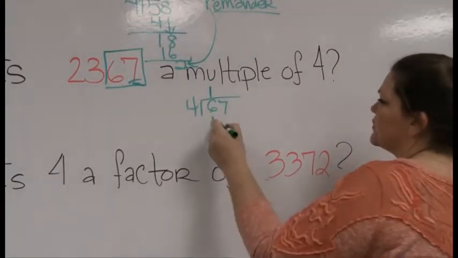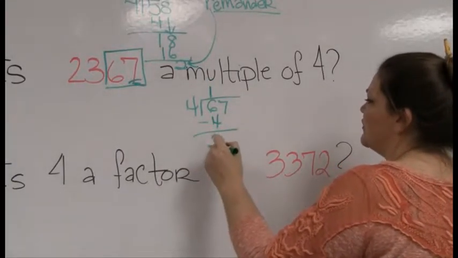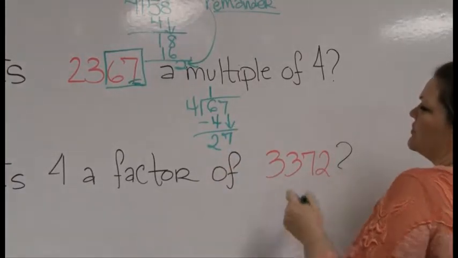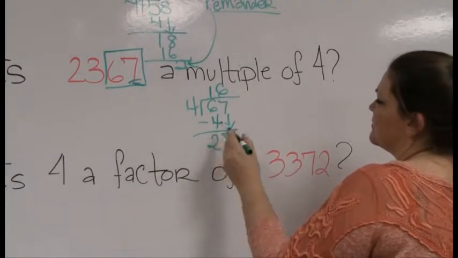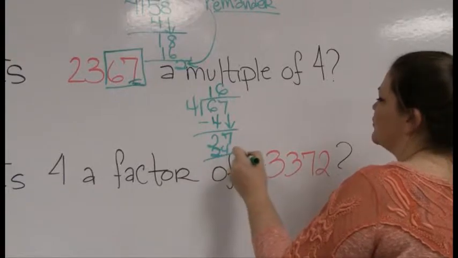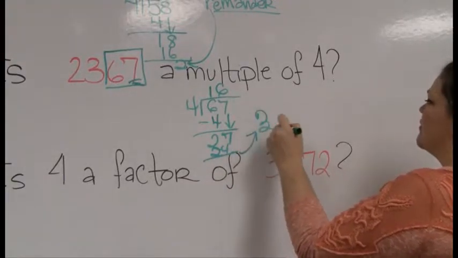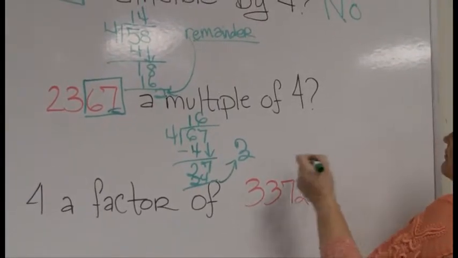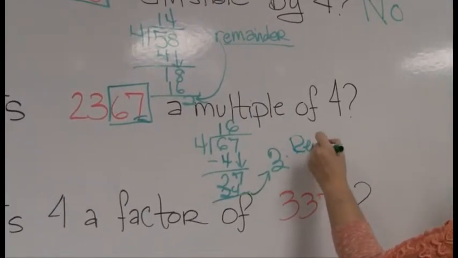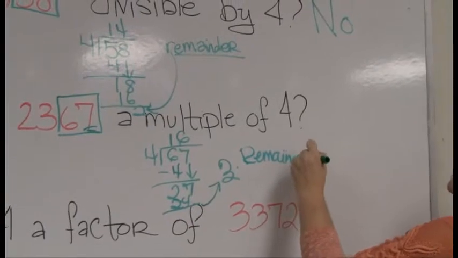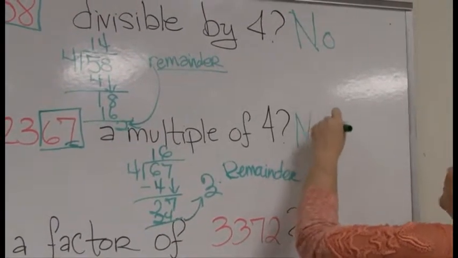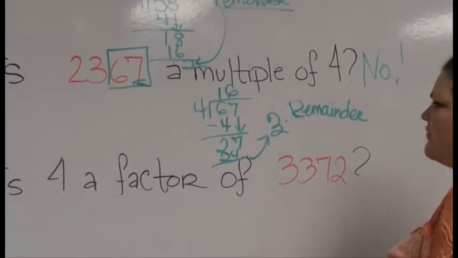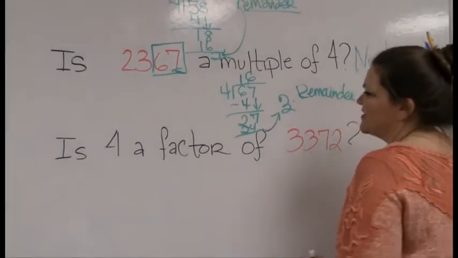4 goes into 6 once with a remainder of 2. Drop my next digit. And 4 goes into 27 6 times. And my remainder here is going to be 3. 27 minus 24 is 3. So again, we have a remainder. And so the answer to this question is no. Okay, obviously we need to have a problem where things work out. Let's try this next one.